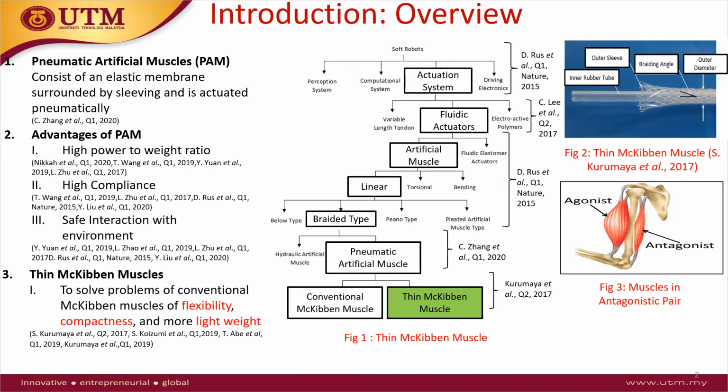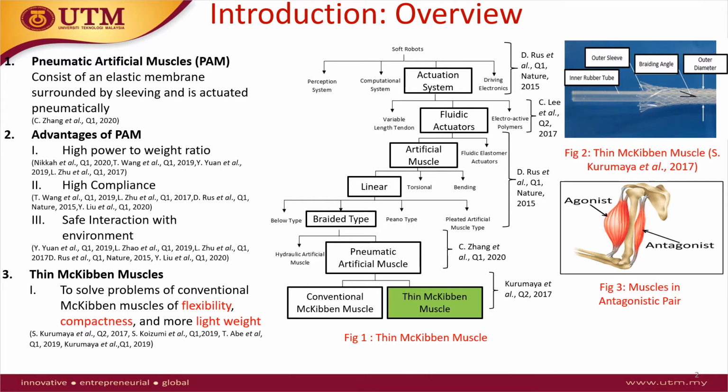But in order for the muscle to be used in a bidirectional motion, an antagonistic muscle, such as in figure 3, is introduced, where one muscle contracts while the other muscle relaxes. And this is also when changing direction, a muscle is going to contract while the other is going to relax, which is the antagonistic muscle.